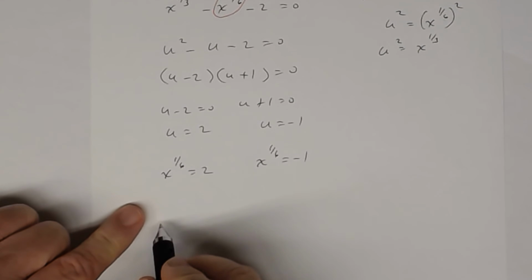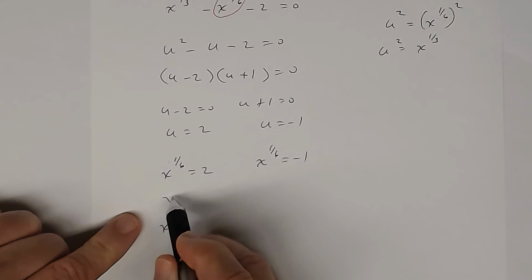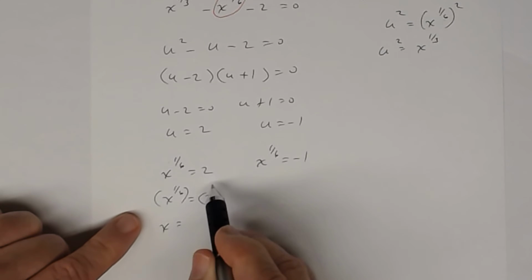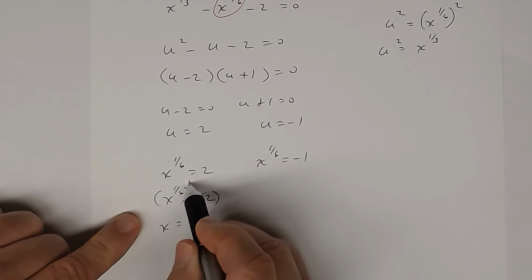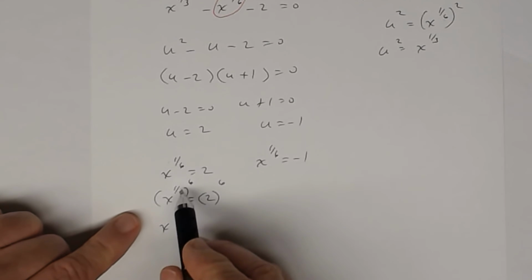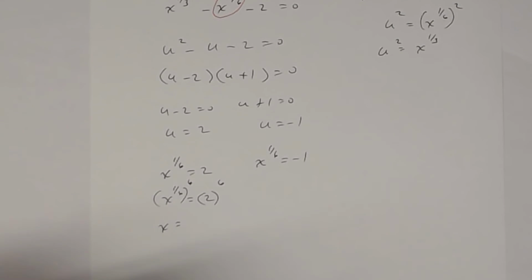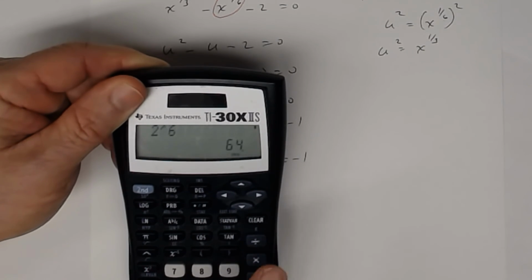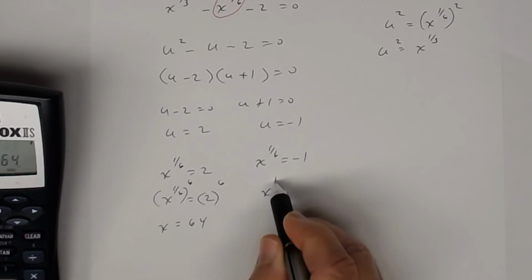So remember, I want to get x to the first power, right? So we now have x to the 1/6. So we're going to raise both sides to a power, and that exponent is going to be the reciprocal of this exponent right here. So the reciprocal of 1/6 is 6. And that's the only way I can get this to be exponent 1. 1/6 times 6 is 1. So 2 to the 6, if you use your calculator if you have to, 2 raised to the 6 is 64. Okay?